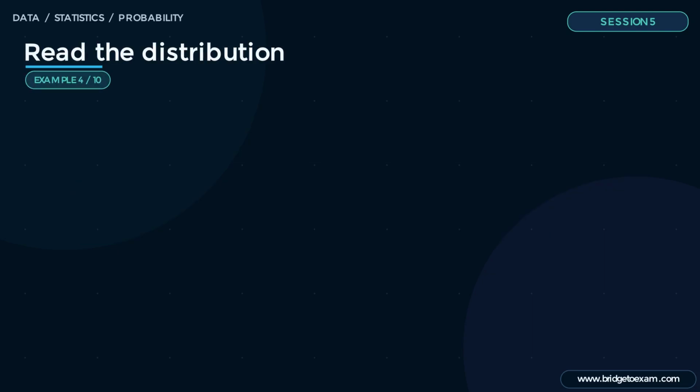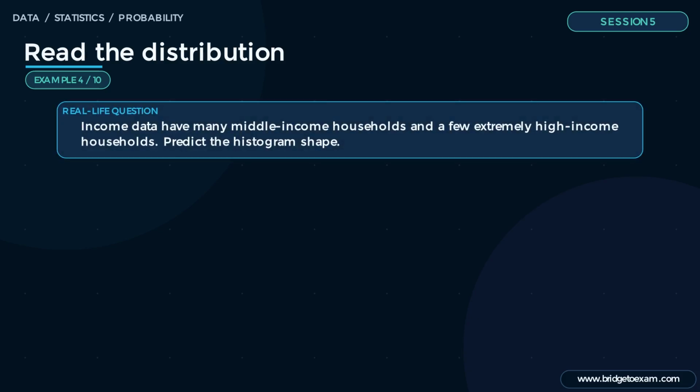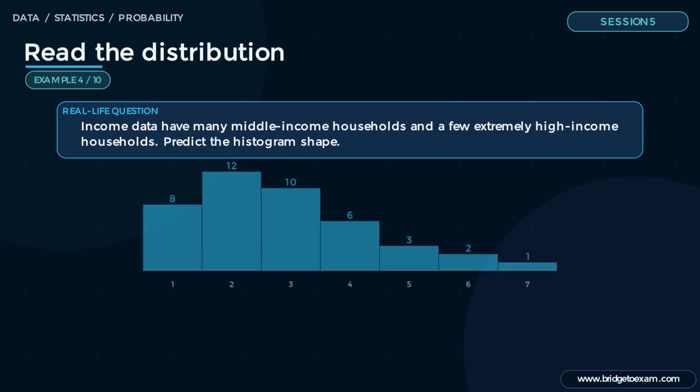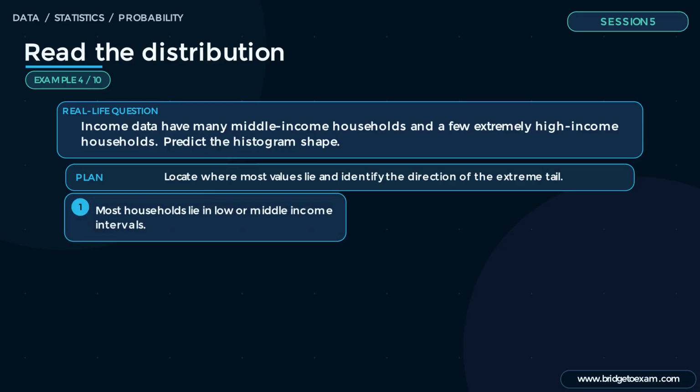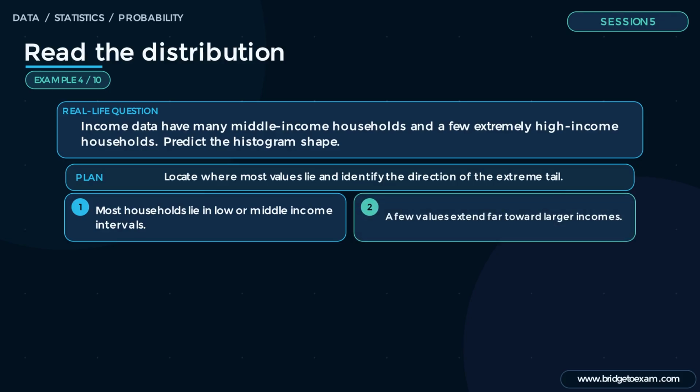Example 4. Income data have many middle-income households and a few extremely high-income households. Predict the histogram shape. Plan. Locate where most values lie and identify the direction of the extreme tail. Step 1. Most households lie in low or middle income intervals. Step 2. A few values extend far toward larger incomes. Step 3. The long tail points to the right.